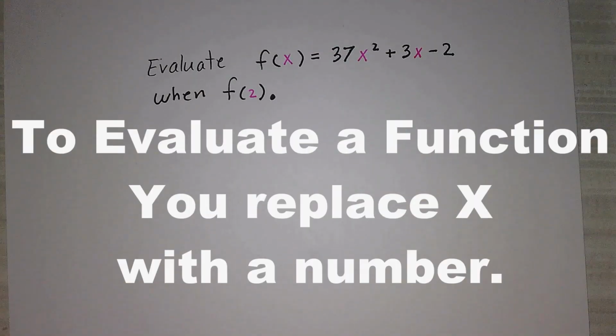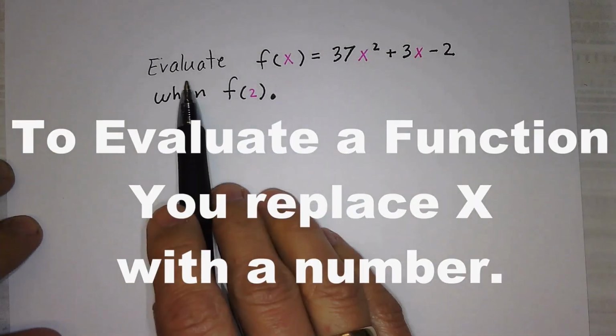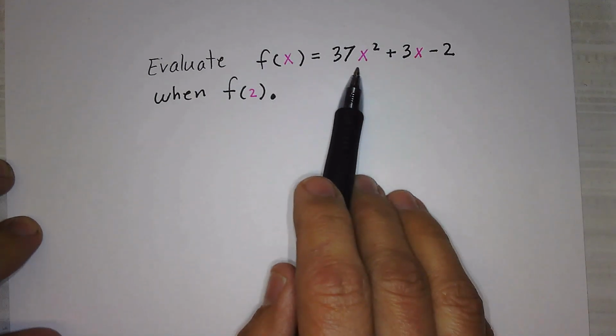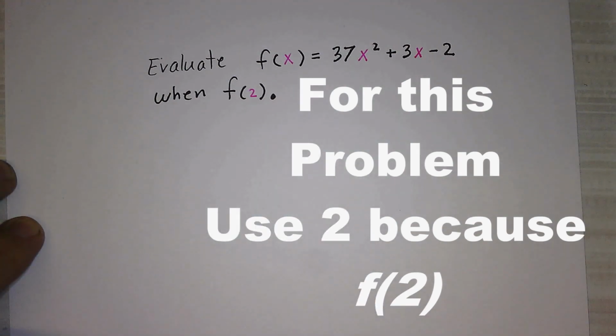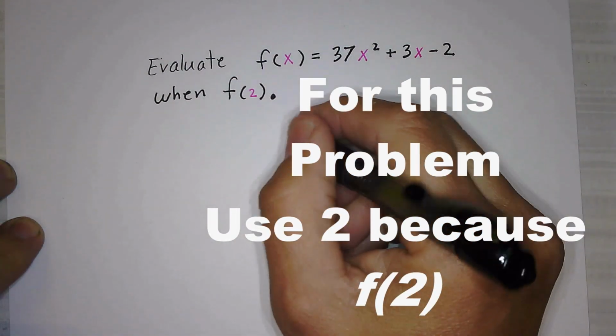In this video, we're going to evaluate a function. To do so, we're going to replace the x with a number. So notice this says evaluate f of x is equal to 30x squared plus 3x minus 2 when f of 2.